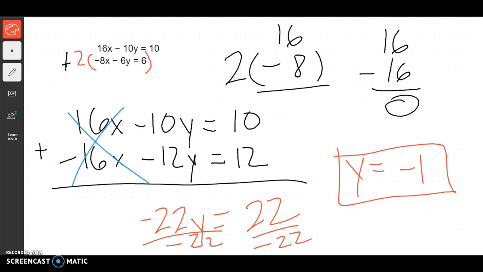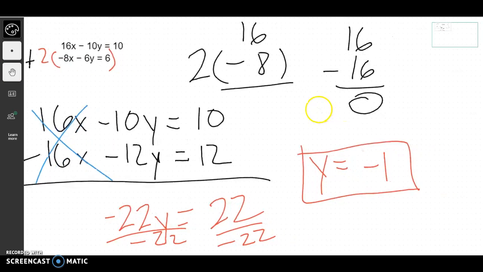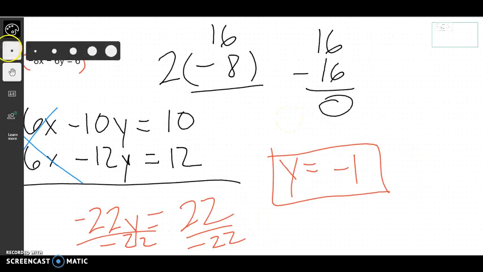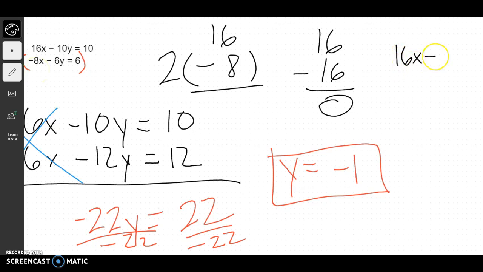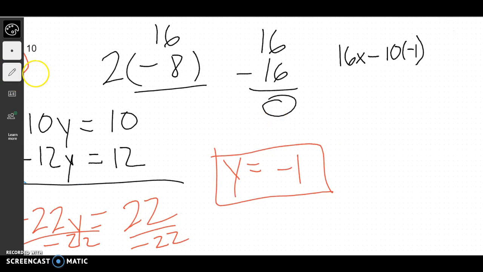Now that I have this, let's see if you can figure out what x will equal. Okay, so let's solve for x. Again, I'm going to move the screen over slightly so I can figure this out. I'm going to pick the top equation because that seems the easiest. So I have 16x minus 10 times -1 equals 10. So I have 16x plus 10 equals 10.